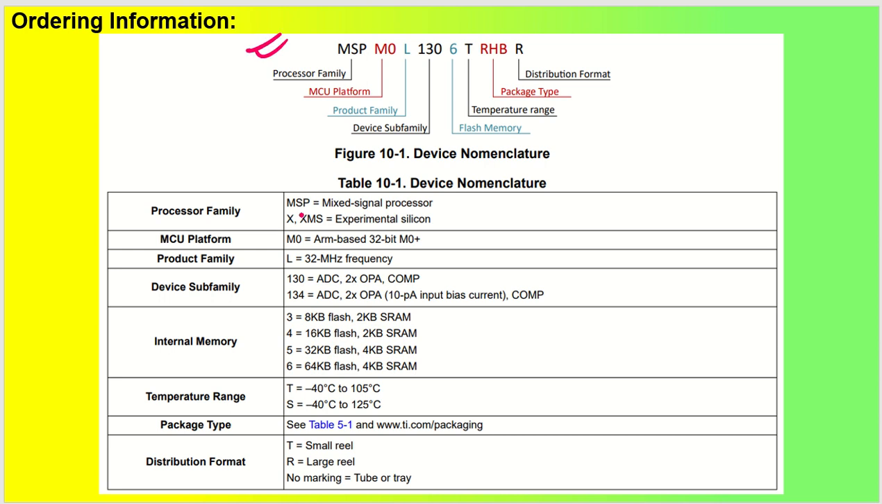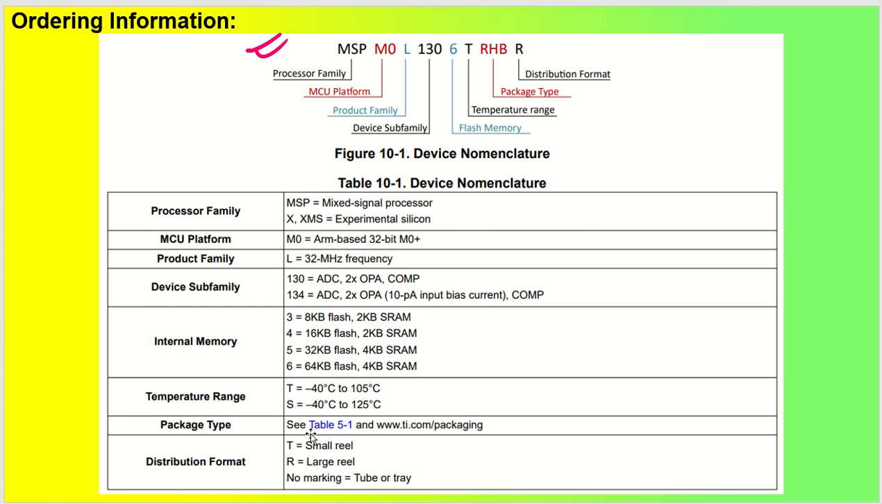So this is the ordering information, and if you see, it has MSP, that is the processor family, it has the MCU platform, that is the M0 family, and the product family, which is L. Then the device sub family, which is going to be 130, and 6 is your flash memory, so it can be 5, 4, whichever one you want. 6 is for 64 kB and 3 is for 8 kB. Whichever one you want, you can take up. Then it is going to be RHB, which decides the package type, and R, which is the distribution rating.